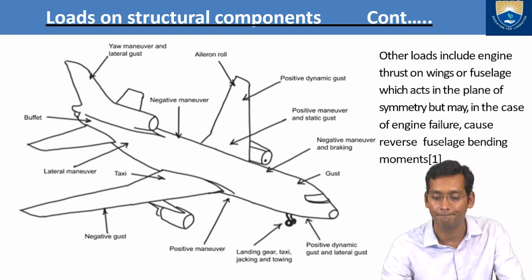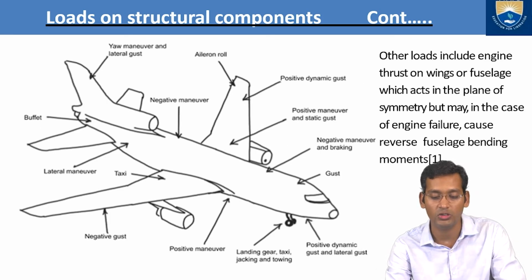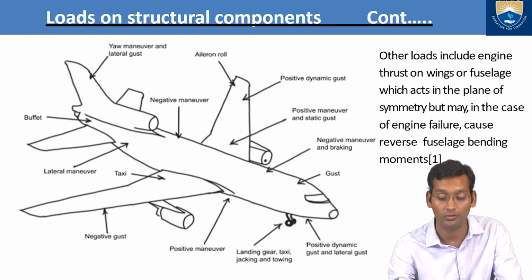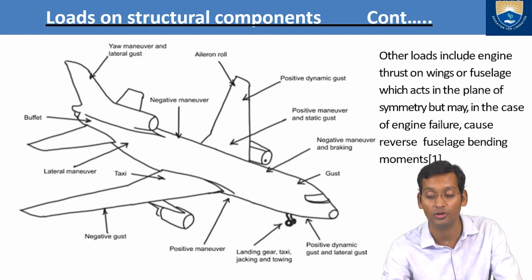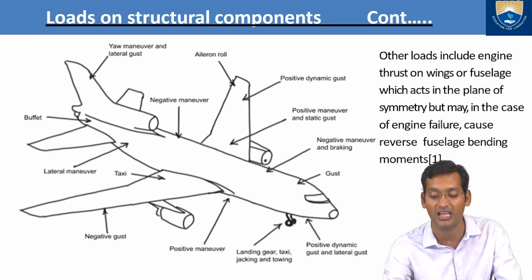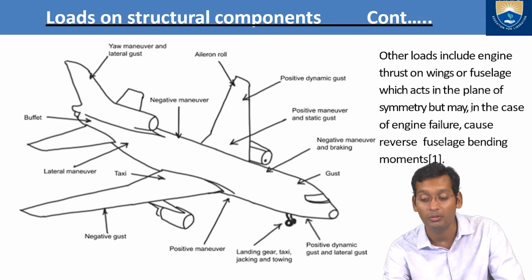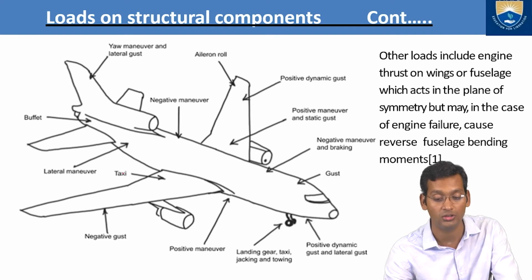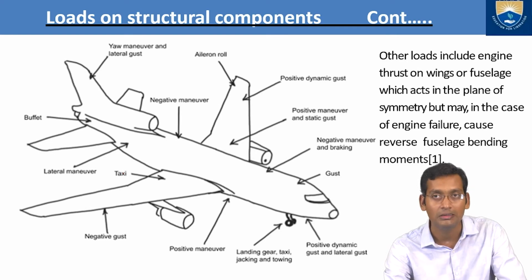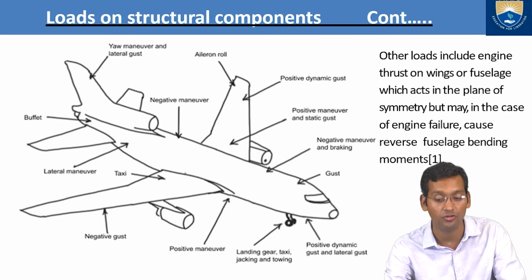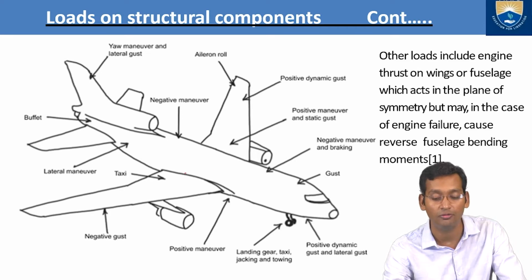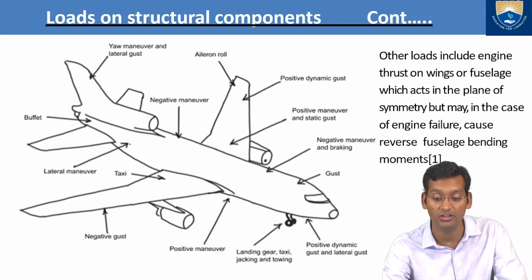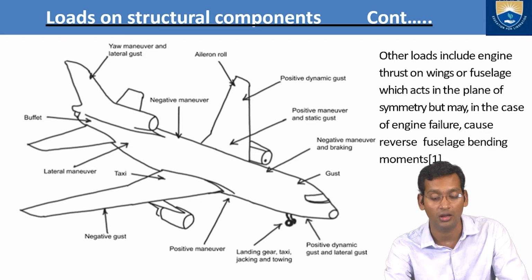Okay. Now here you can see the total load acting, or just the other loads are what? Other loads include engine thrust on wing or fuselage, which act in the plane of symmetry, but may, in the case of engine failure, cause reverse fuselage bending. So now you just see here all the forces other than those important forces. We have to take care of these forces also, but at the time of flight we are not considering that much. At the time of structural design these things also will be there. So we have to take care of that one.